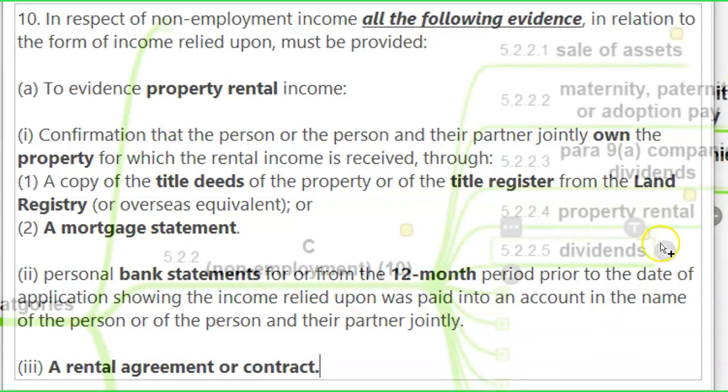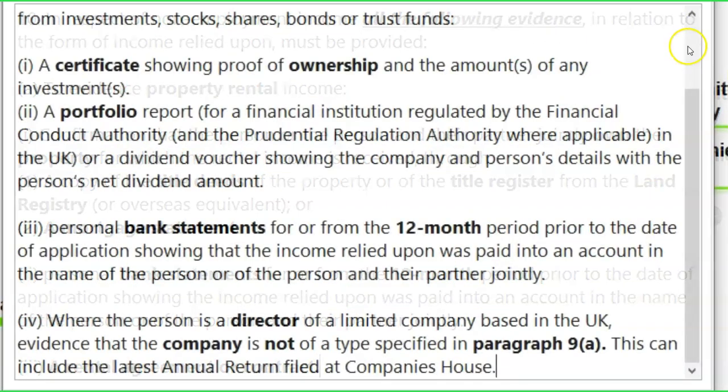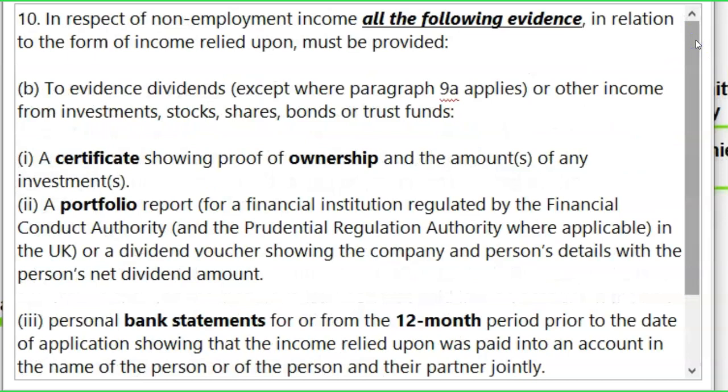Okay, dividends. And here, guys, we are talking about dividends which are not from a paragraph 9a company. So this is from a standard company. So all of these will need to be provided. First of all, a certificate showing proof of ownership and the amount of any investment which was made. The second document is a portfolio report, and this has to be from an institution which is regulated by the Financial Conduct Authority, and if this is overseas, it has to be regulated by the equivalent authority overseas.